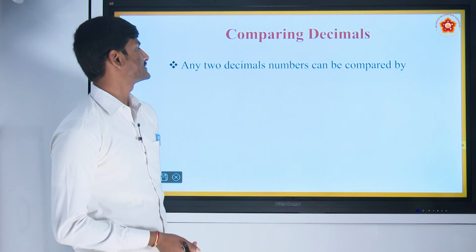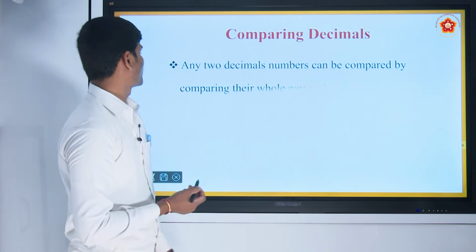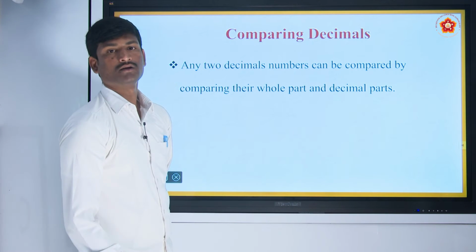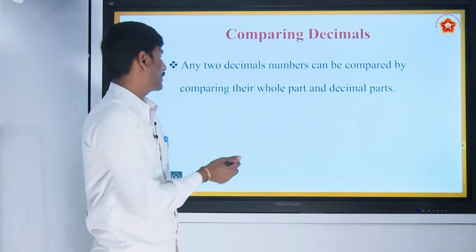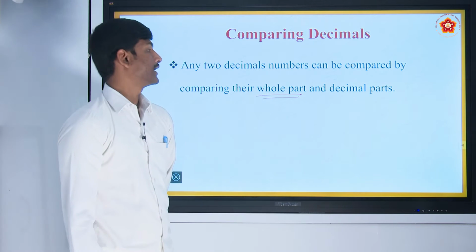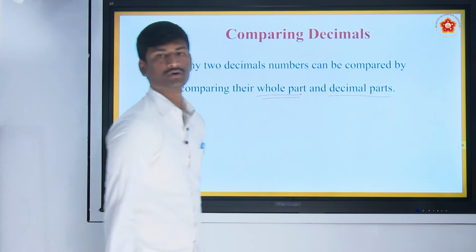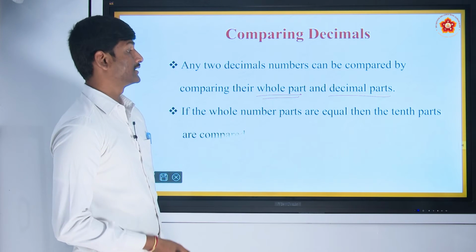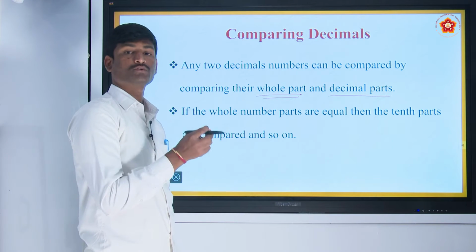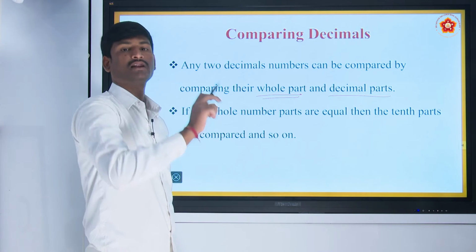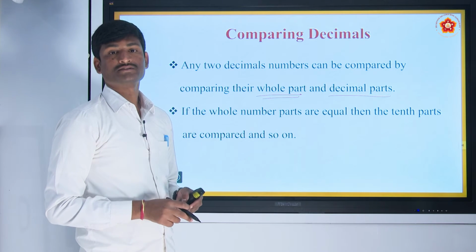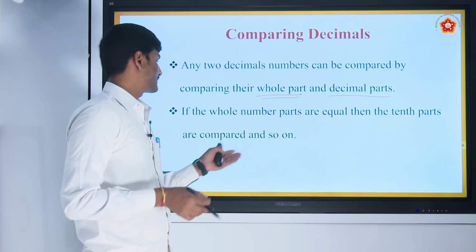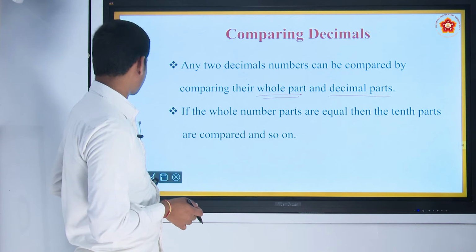Any two decimal numbers can be compared by comparing their whole part and the decimal part. First we compare the whole number part, and then the decimal parts. If the whole number parts are equal, then we compare the tenths part, the 10th place, and then the 100th place, and then the 1000th place, and so on. I take one example.